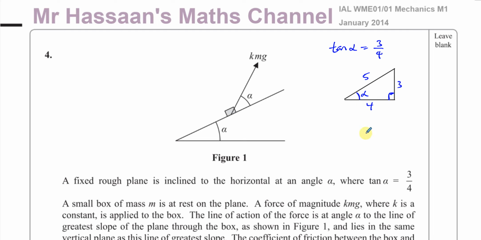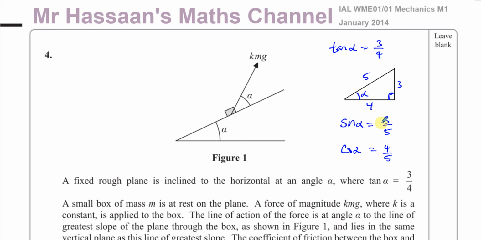From this triangle, we can work out the exact value of the sine of alpha, which is the opposite over the hypotenuse, which is 3/5, and the exact value of the cosine of alpha, which is adjacent over the hypotenuse, which is equal to 4/5. We know that we're going to be using sine and cosine alpha in our working later on, and having that as an exact value will help us to keep things exact and not have to deal with decimals. So I think that's the way to go in this type of question.